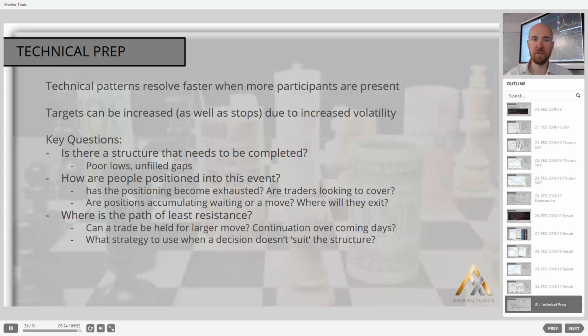So make sure you've done those 3 questions. Is the structure to be completed? How are people positioned, perhaps most importantly? And what's the path of least resistance? Make sure you've ticked those off. That way you can go into any decision feeling that from a technical point of view, you really understand where your market could go, and also what perhaps the best market to trade over that event is.